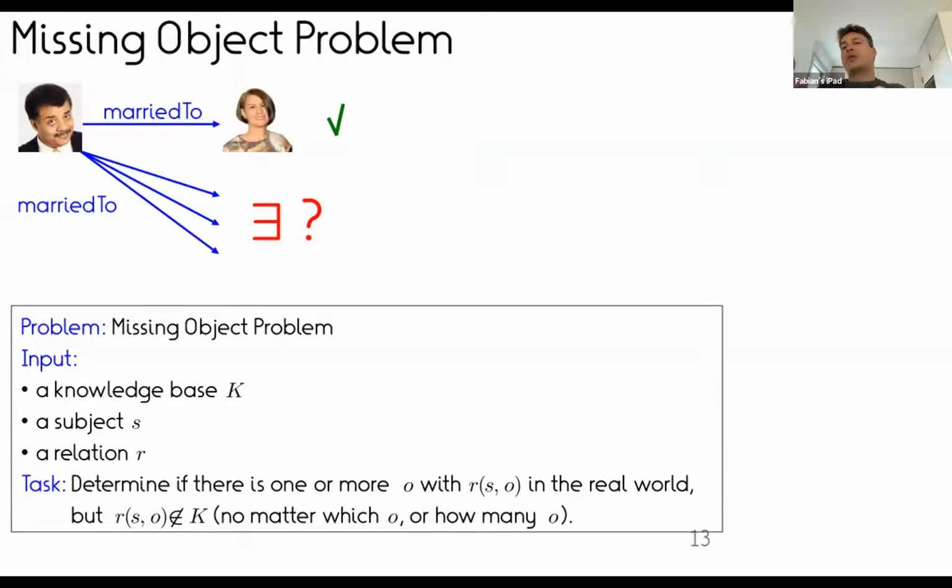So this is the missing object problem. It is the problem of figuring out whether we are missing objects for a given subject and a given relationship. And one way to solve this is supervised learning. So you get ground truth for some subjects, and then you learn patterns that predict whether objects are missing, and you can actually do this. It works pretty well. So this is the missing object problem.